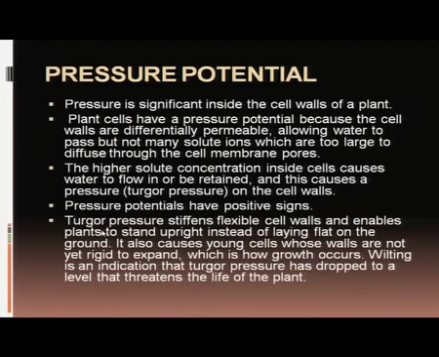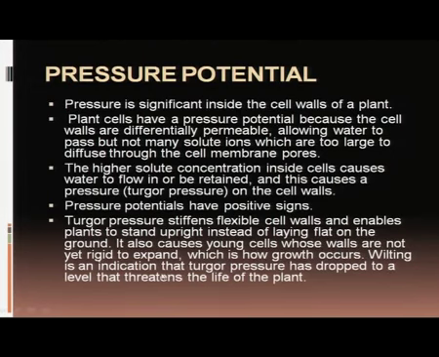And turgor pressure is very important because it stiffens the flexible cell walls and enables plants to stand upright instead of lying down flat on the ground. It also causes young cells whose walls are not yet rigid to expand, which is how growth occurs.